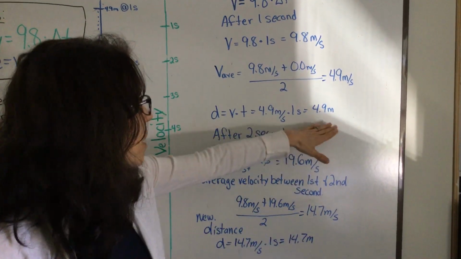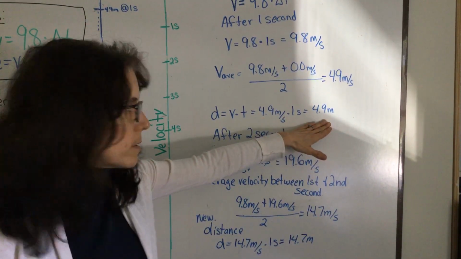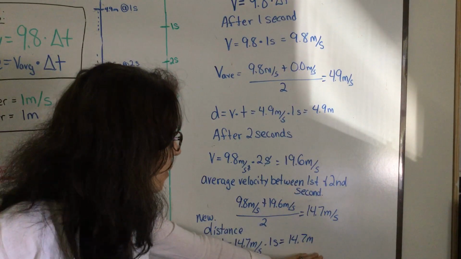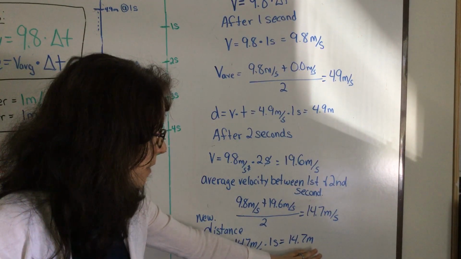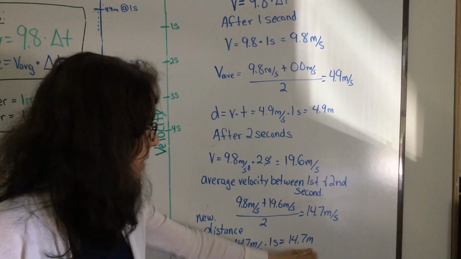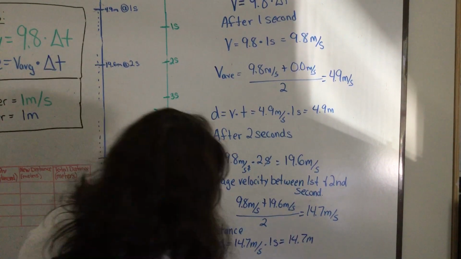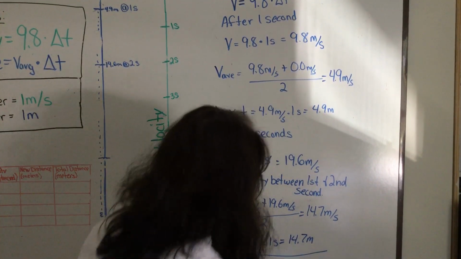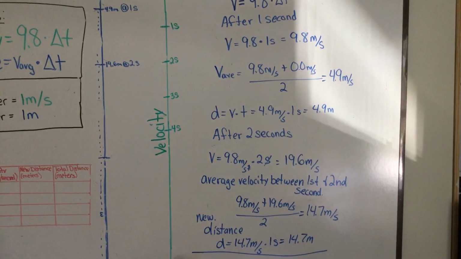So first it falls 4.9 meters. Then it falls an additional 14.7 meters. So we could put a line there. Hopefully you can see it. I'll tip the camera down in a minute. Total distance after 2 seconds.